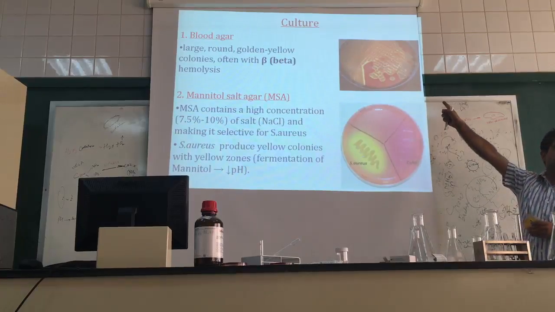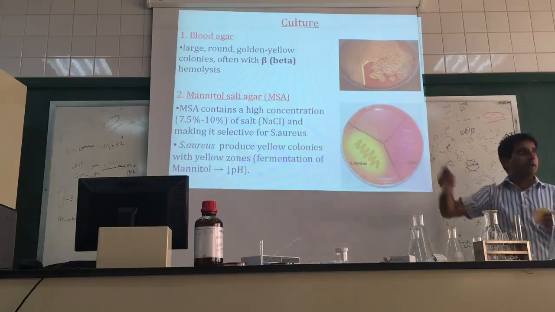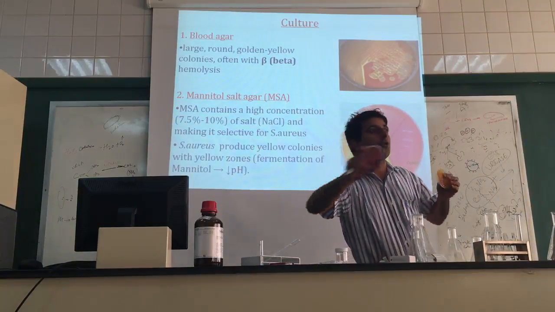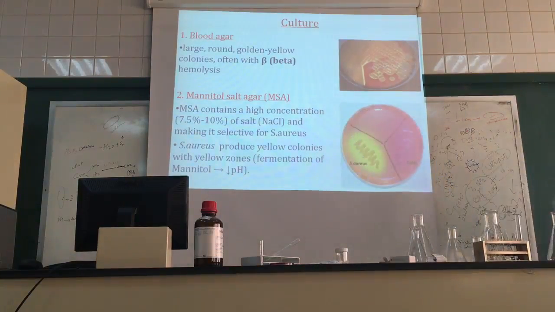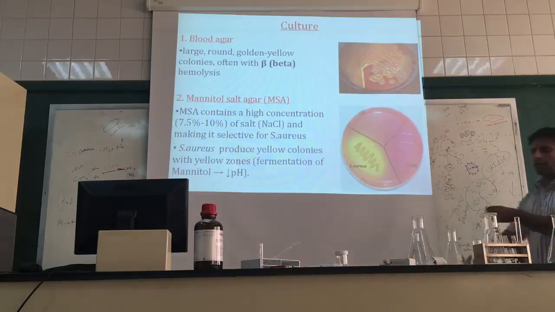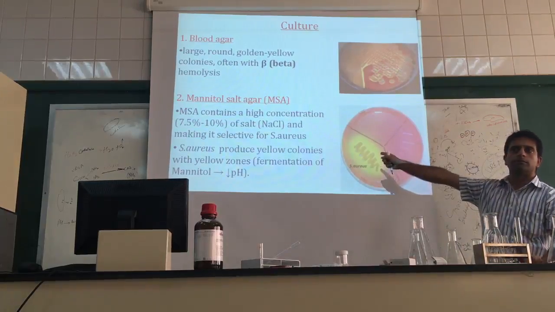Why are there yellow colonies? Because of pigment. Whenever Staph aureus is grown on blood agar, it produces beta hemolytic colonies as well as yellow coloration. At that time, the microbe produces the pigment. This bacteria produces pigment. But when you grow it on mannitol salt agar, the colonies are similarly yellow. How?